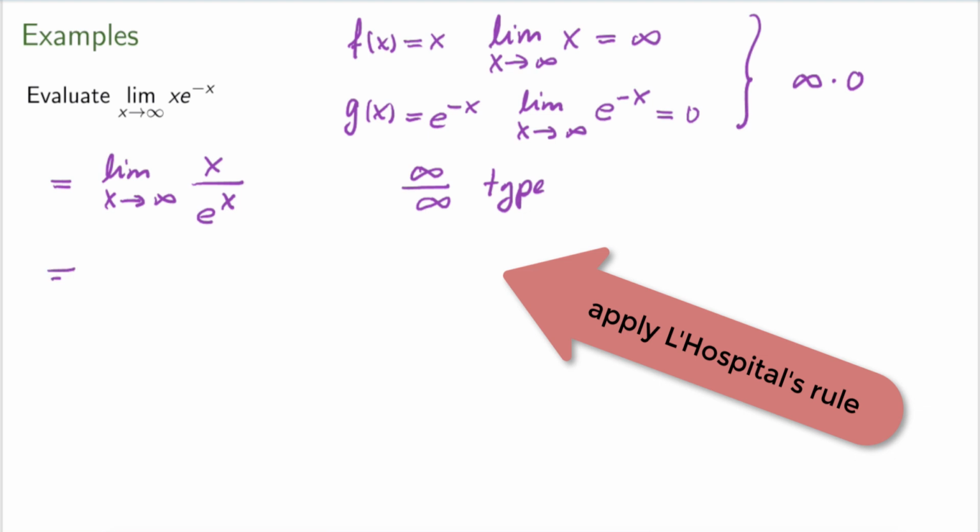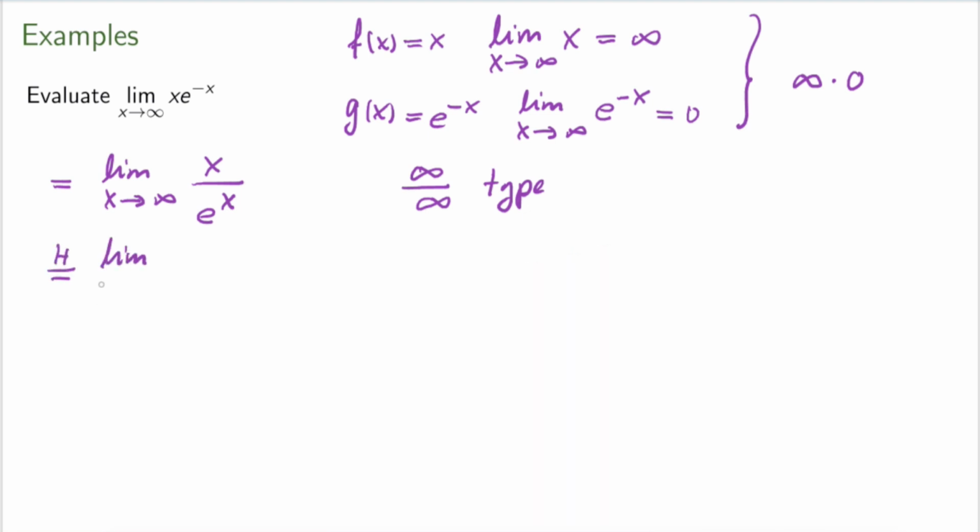So then we write an equal sign with a little h on top. We keep the limit sign first of all, but now we are allowed to differentiate the numerator and the denominator separately. So if we differentiate on top, we get a 1. If we differentiate in the bottom, we get an e to the x, which then is the same as the limit as x goes to infinity of e to the minus x, and we know already that this is equal to 0.